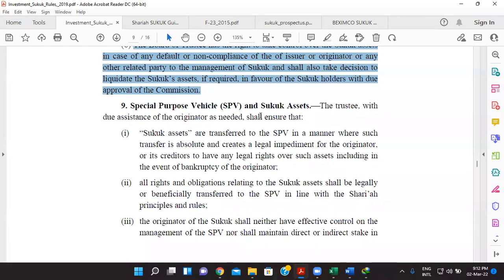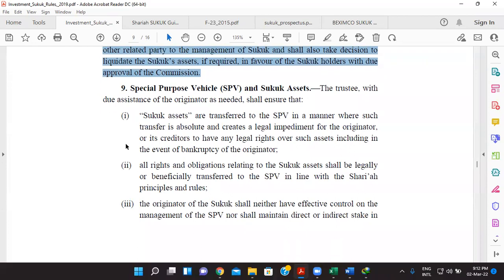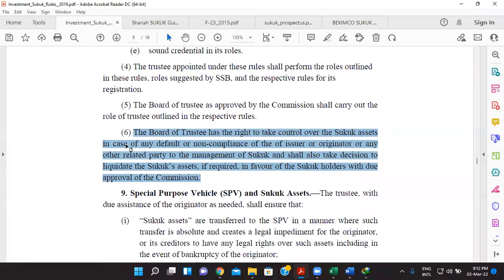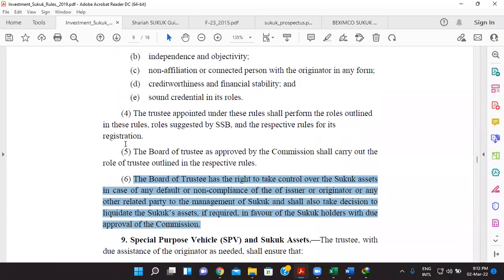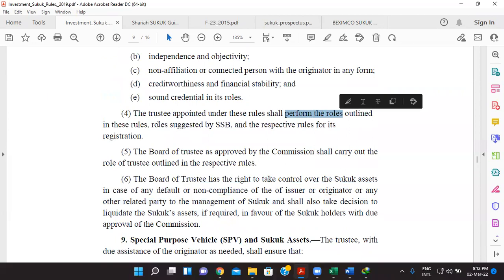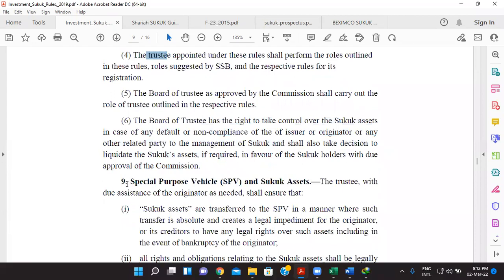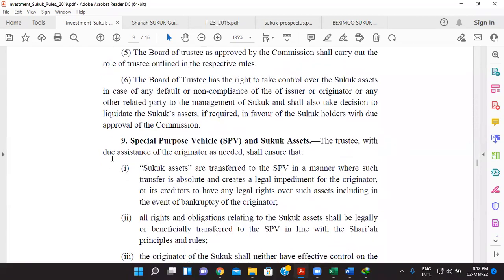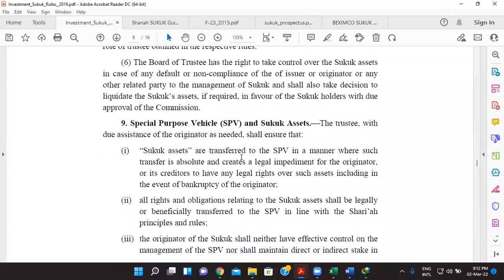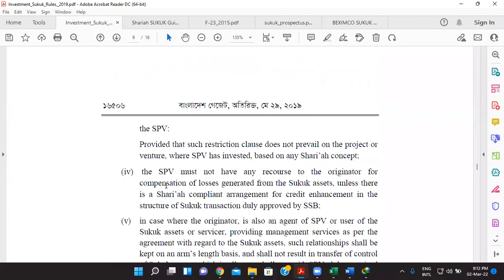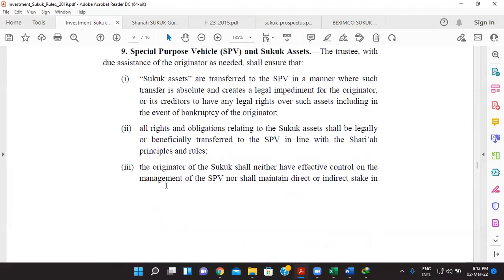The SPV and the sukuk asset, the trustee with due existence of the originator as needed shall ensure that. Okay. You see that here we are saying what roles they will perform. Who? The trustee. And the roles have been explained in this section, in point 9. The trustee with due existence of the originator as needed shall ensure. What are the roles? You see, I'll just mention 2 or 3.